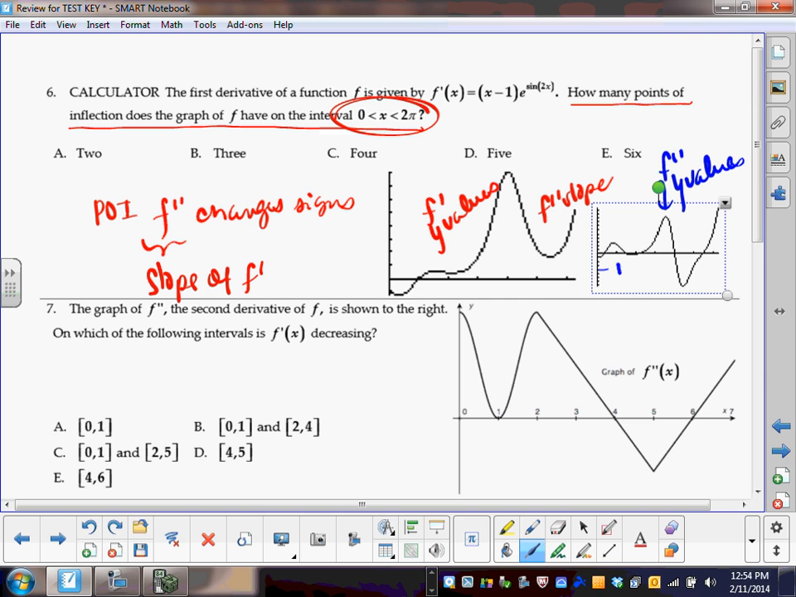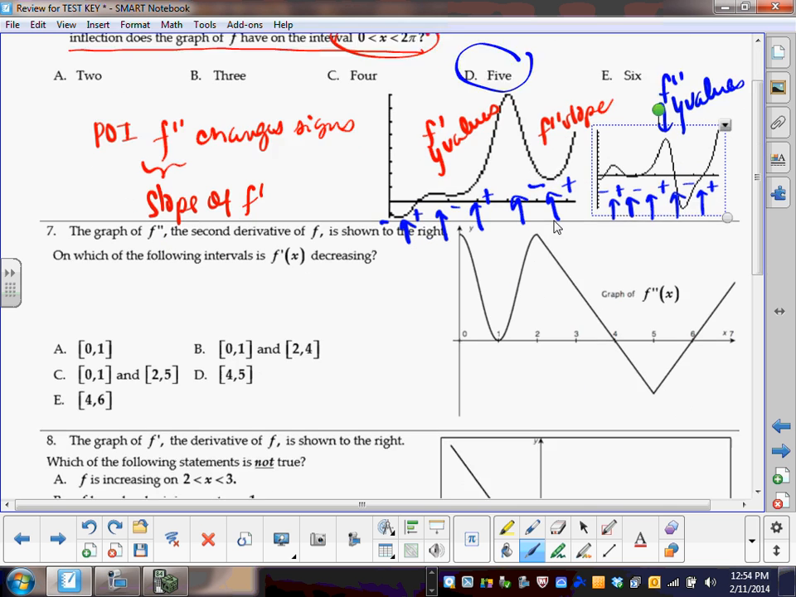So we have negative, positive, negative, positive, negative, positive. So it would change 1, 2, 3, 4, 5 times. Or here we have a negative slope, positive slope, negative slope, positive slope, negative slope, positive slope. So 1, 2, 3, 4, 5. So either way, you're going to get that f double prime changes signs 5 times.